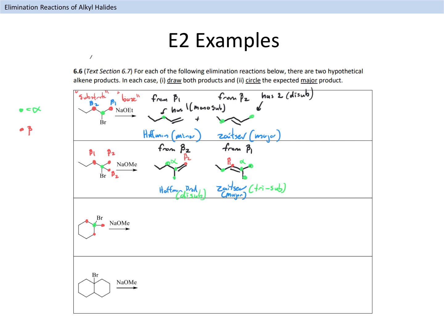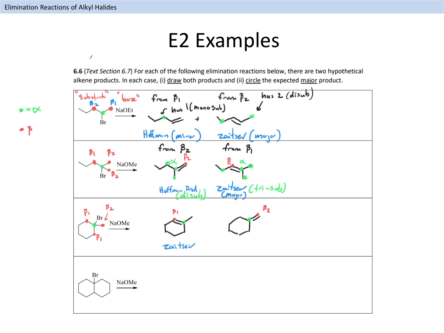Notice that because of symmetry, the 2 beta carbons within the ring are equivalent, and we can label them as beta 1. The other beta carbon is the methyl group attached to the alpha carbon. We can label this as beta 2. The Zaitsev product, which is the major product, is formed by elimination from beta 1, and the Hofmann product from beta 2.